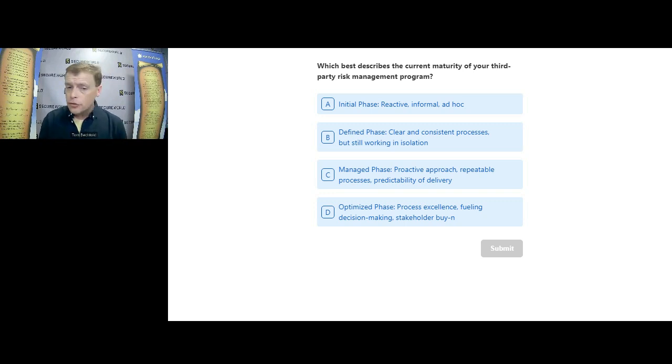Maybe you've got a managed phase where it's proactive, the approach, going to it, repeatable processes. Things seem like they're probably going pretty well, right? Maybe it's optimized, man. You guys are really just going for it, and you really have stakeholder buy-in, all of this. So let's give you guys a moment or two to vote, if you wouldn't mind, and then I'm going to introduce more of our guys.